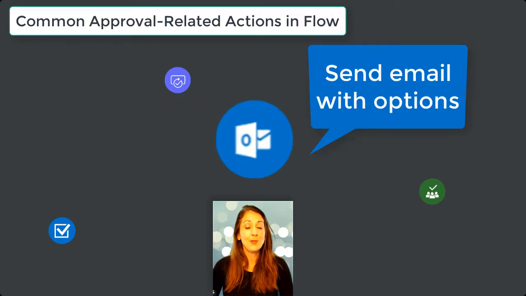Send email with options is a great one. It will send an email with a couple of buttons in it, and the end user will click to pick a specific option, and the flow will keep running from there, and you can make the flow do different things depending on what they picked.